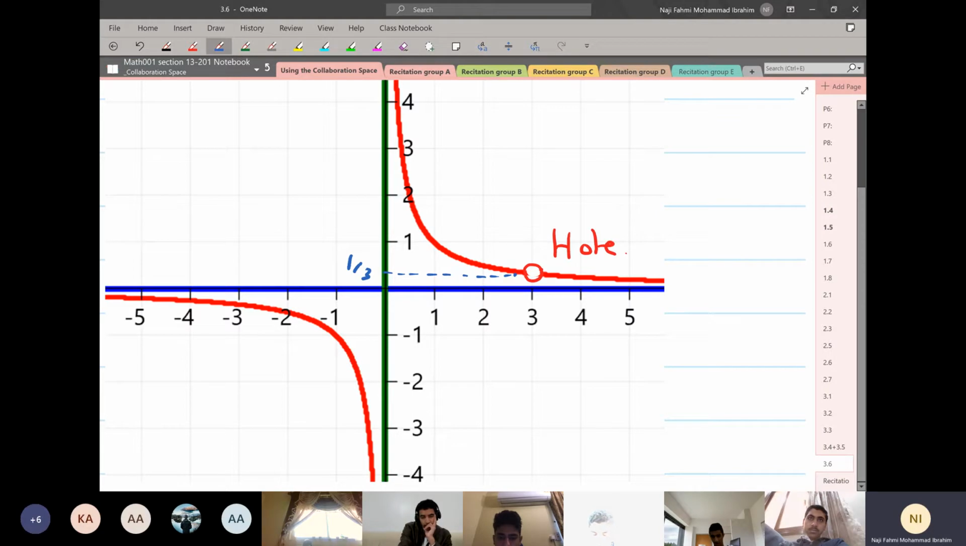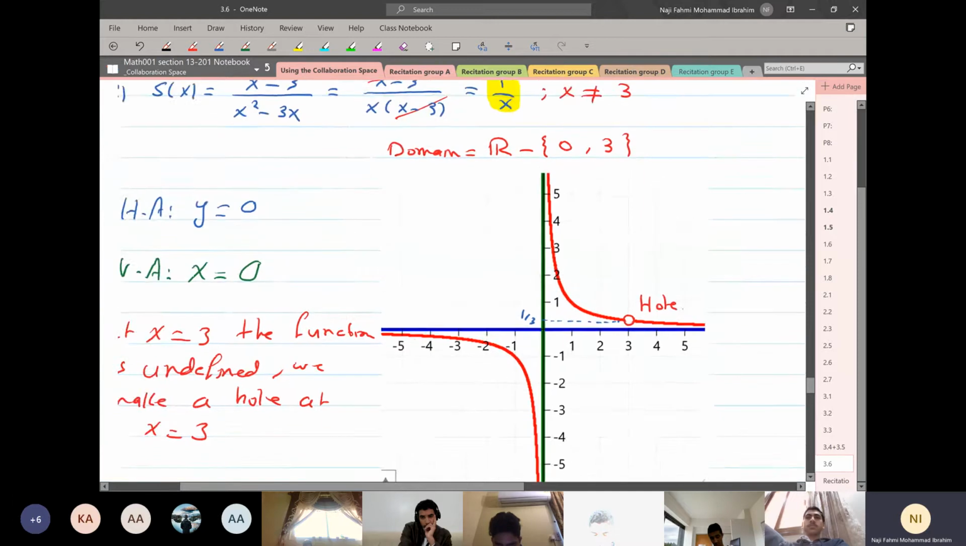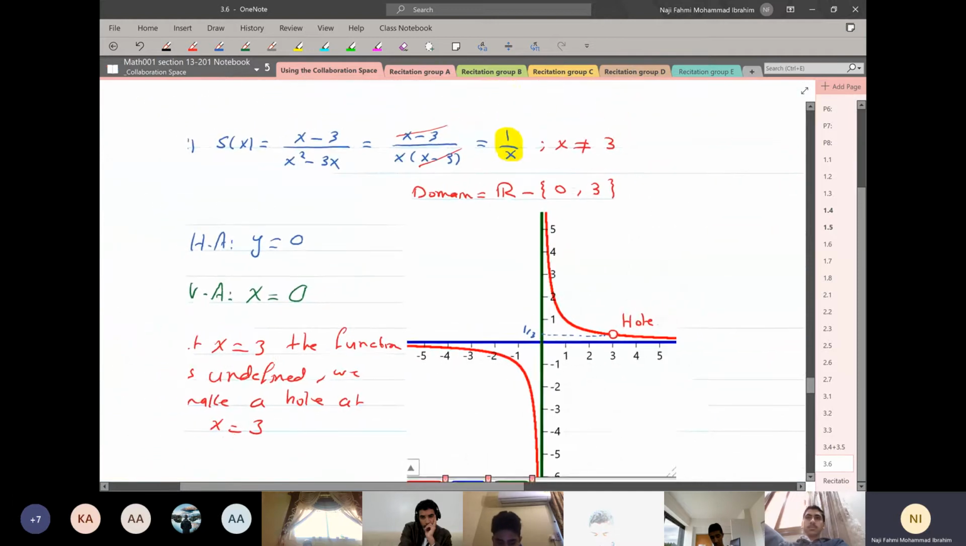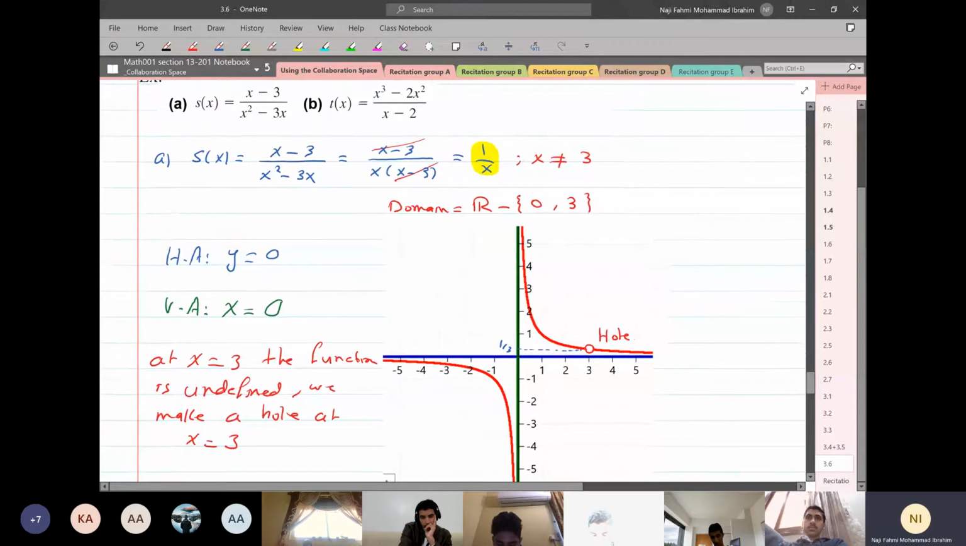But in a vertical asymptote, as x approaches 3, the value of y should go to infinity or negative infinity. But here, this is not the case. It's not going to infinity. So that's why we don't have a vertical asymptote. So in simple words, when do I find the vertical asymptote? Before I simplify or after? After I simplify. Any other questions?